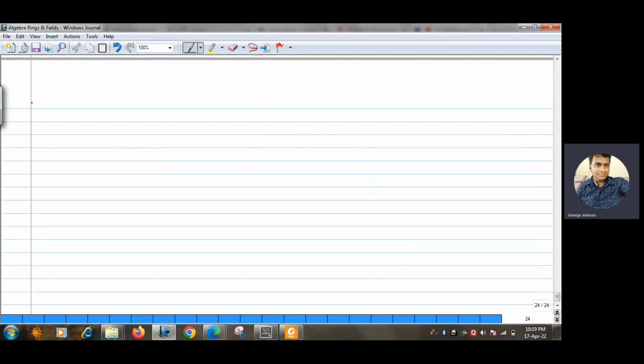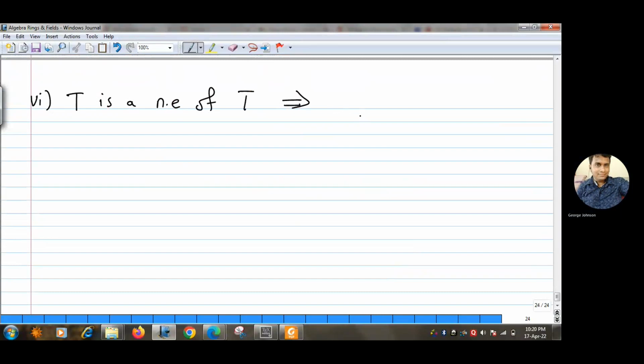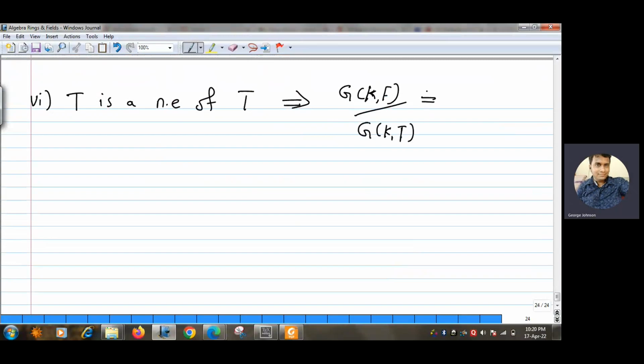The last statement, the sixth statement, is that if T is a normal extension of F, then GKF quotient GKT is isomorphic to GTF. This is again an interesting theorem. If T is a normal extension of F, then GKF quotient GKT is isomorphic to GTF.